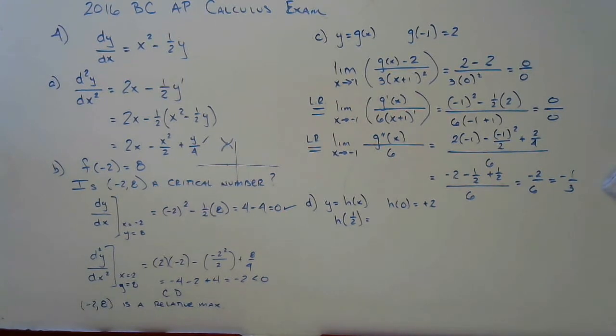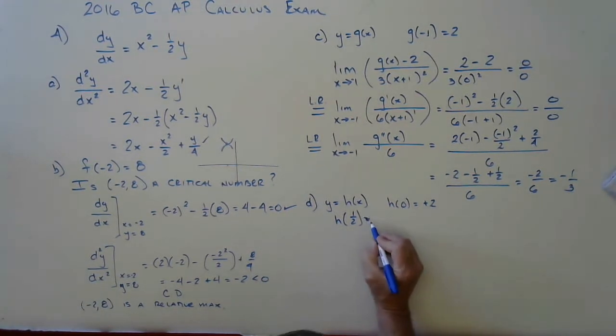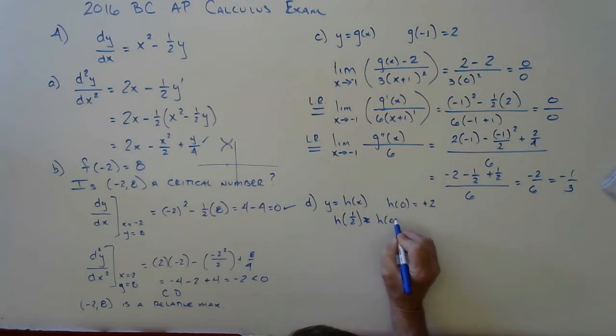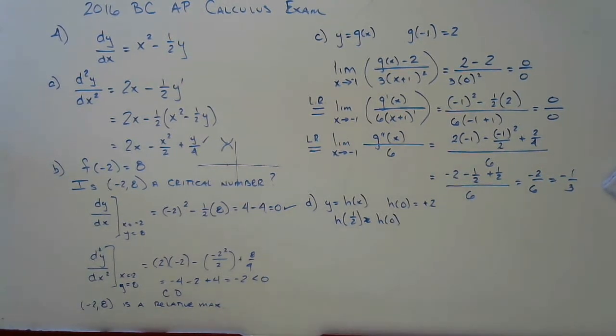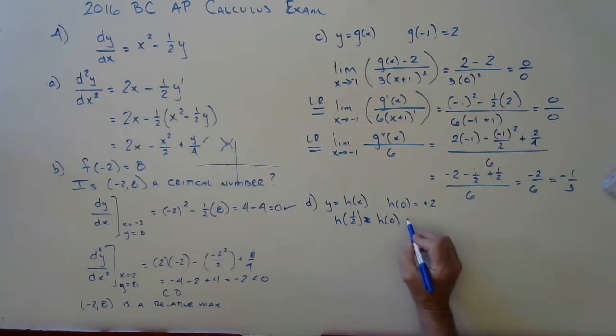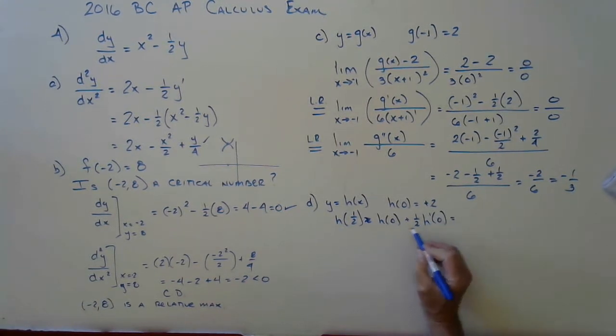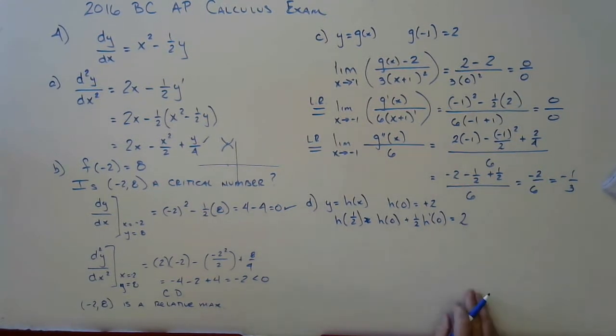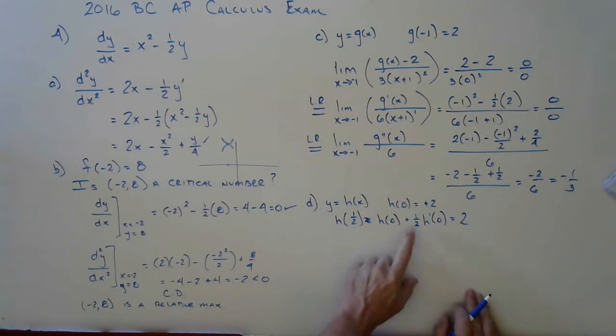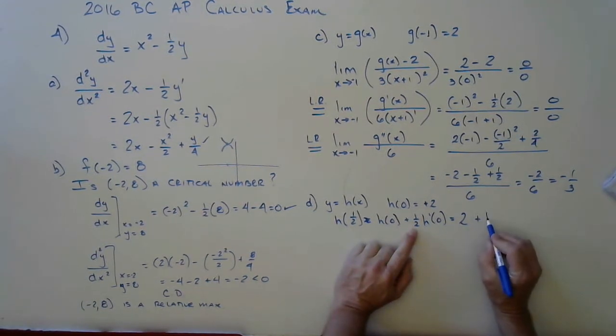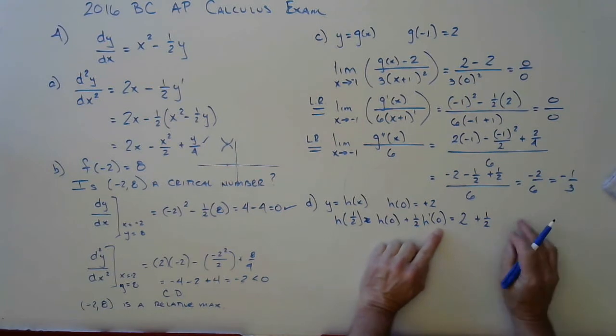Now, what is h of 1/2 going to be? Well, according to Euler's method, it's going to be approximately equal to h of 0, our starting point, plus our width, which is 1/2, times our steepness, which is going to be h prime of 0. So we have h of 0. h of 0 is 2, they gave us that. We need 1/2. I need h prime of 0.